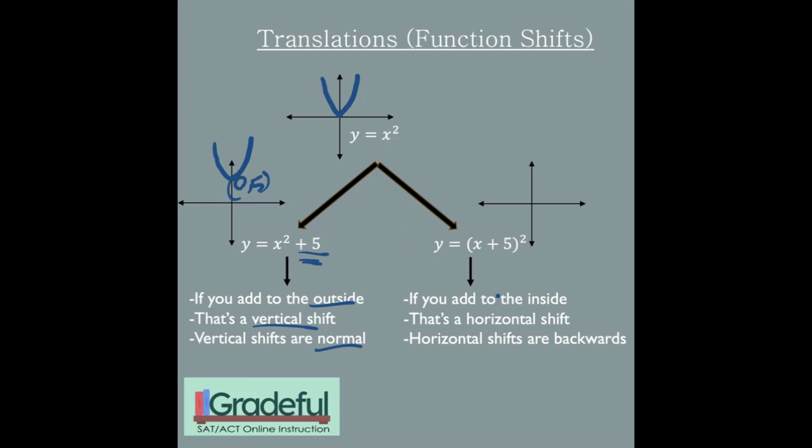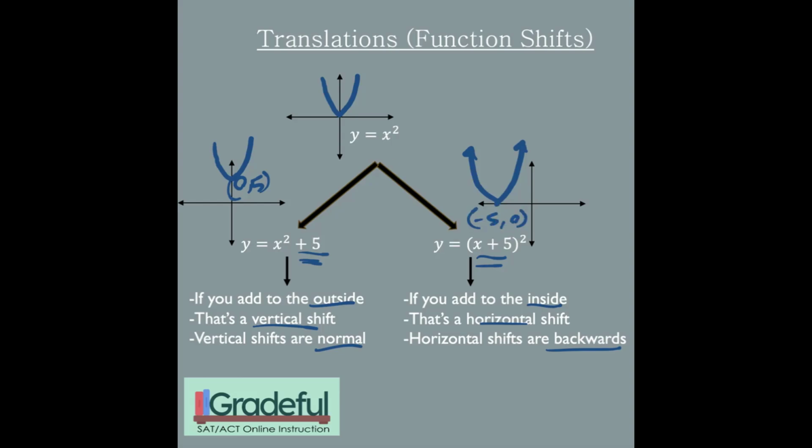Now, if you add to the inside, that's a horizontal shift, and those are backwards. So the inside is the parentheses. In other words, right where x was, we're replacing that with a parentheses that has x plus 5. So that's adding to the inside, and it's not normal, it's backwards. So if positive is normally to the right, then here positive is to the left, and negative would have been to the right. So this is left 5, and the vertex here would have been -5, 0.